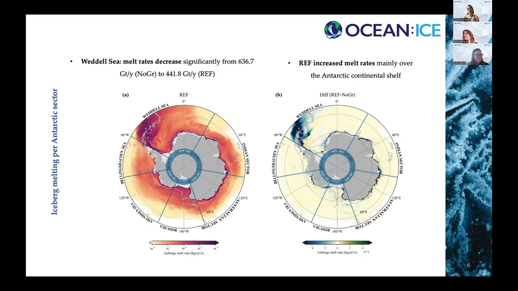So once one iceberg calves, it will melt progressively along the Southern Ocean. In terms of Antarctic sector, the Weddell Sea is the sector that receives more fresh water. But when we activate the grounding scheme, these melt rates decrease significantly, especially in the northern top of the Antarctic Peninsula. In contrast, the rest of the Antarctic sectors will receive more fresh water, mainly over the Antarctic continental shelf, as you can see represented here in green colors.